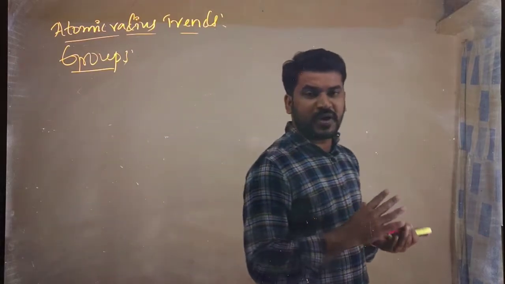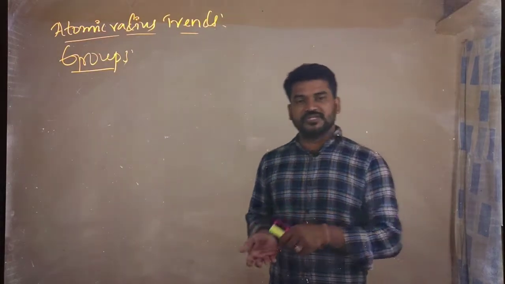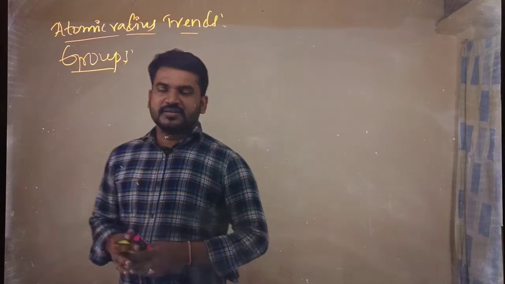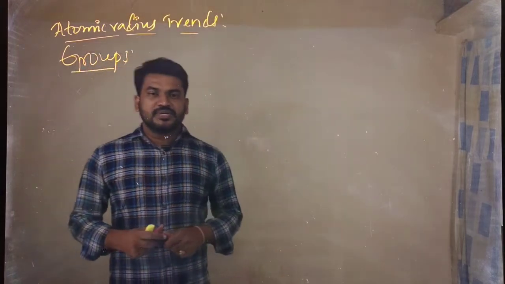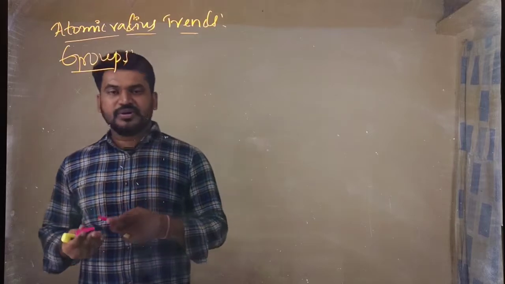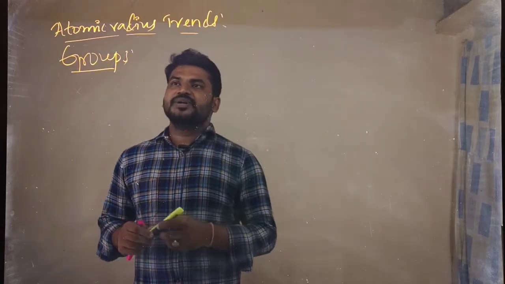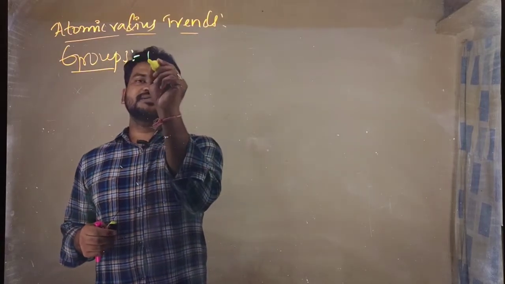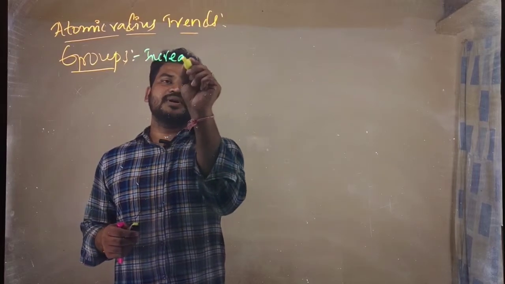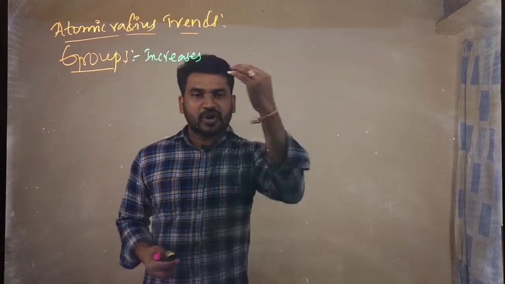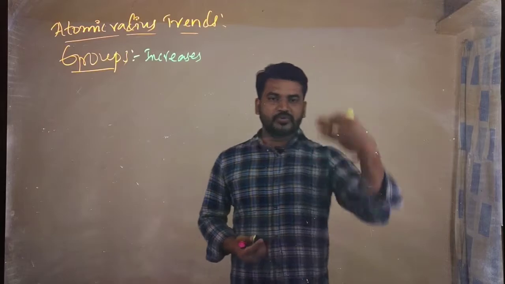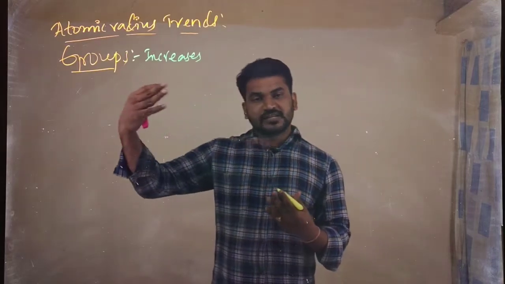That is, how it changes in groups and how it changes in periods, that we will discuss. Right? Let us say in groups, what happens in groups. So remember, in groups, atomic radius increases from top to bottom. If you go from top to bottom, atomic radius increases in a group.